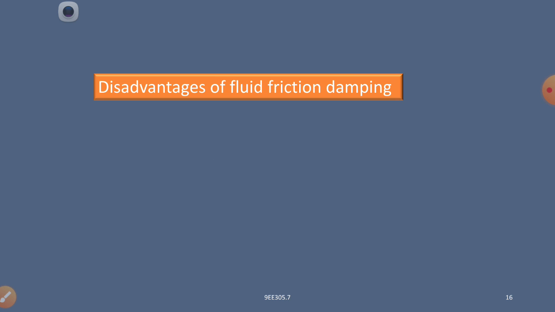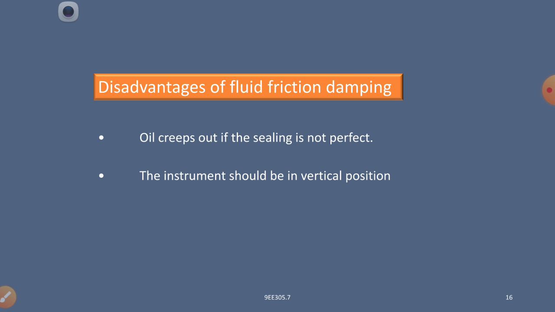Now what are the disadvantages? Due to the liquid, there is a possibility of leakage. That is one main disadvantage. Oil creeps out if the sealing is not perfect. If the sealing is not perfect, oil may come out of the chamber. The instrument should be kept in a vertical position only. If you place it horizontally, the reading may not be accurate.